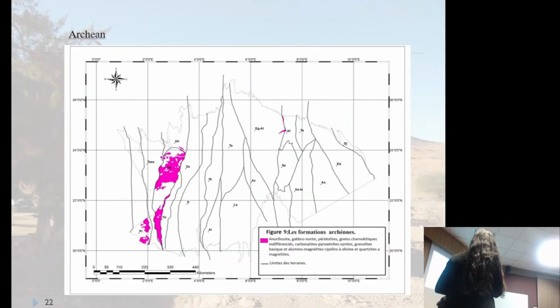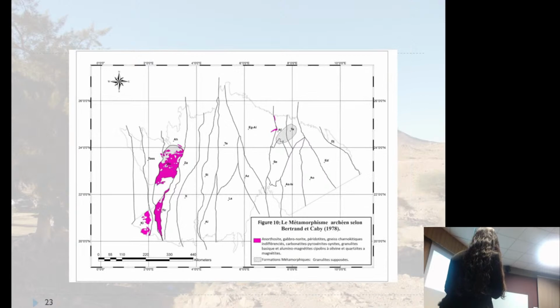Okay, so now I'm going to show you very quickly the different formations we have, the different metamorphisms. I'll be really quick, really. As I told you earlier, I talked about the pink terrain, if you remember, and this is it. As you see, the Archean formations are only located in this region. Here is the Archean metamorphism. Again, it's only local here and in this part.